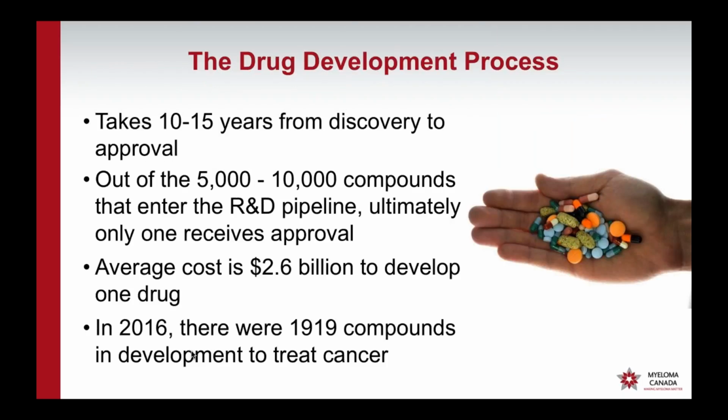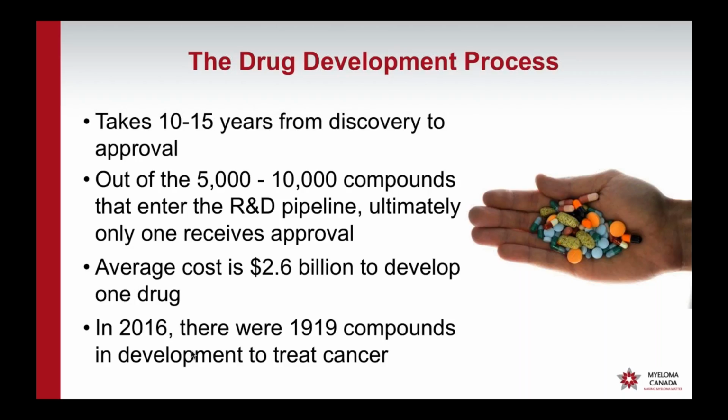So let me start with the drug development process. When a researcher has an idea about a drug or how to develop a treatment for a condition, from that time to it being approved on the market for sale, it takes about 10 to 15 years. So it's a very, very long process. And there are many, many compounds that go through this development process. Anywhere from 5,000 to 10,000 compounds will enter the R&D, the research and development pipeline within a manufacturer or a pharmaceutical company. And only one at the end of that 15 years of development will probably receive approval.